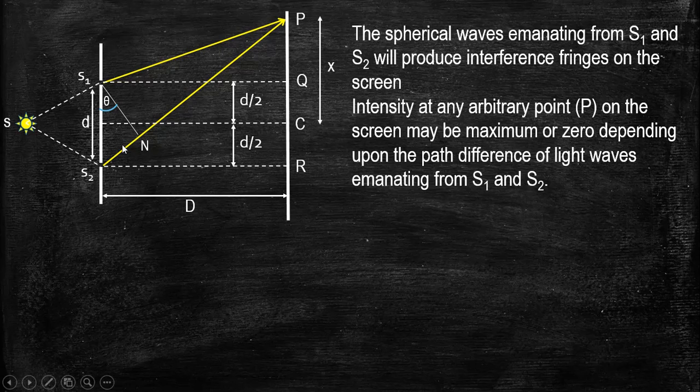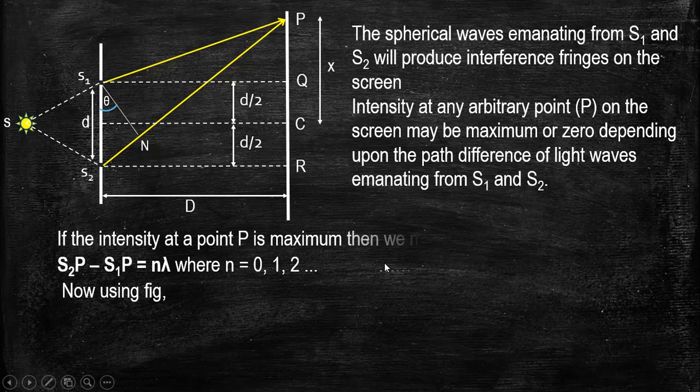If the path difference is an integral multiple of lambda, then we get maximum intensity. If it is a fractional part, then we get zero intensity. So it all depends on the path difference between S1P and S2P. To find the generalized condition for getting maximum or minimum intensity at point P, we have to find this path difference and express it in terms of this x value. So I start with the maximum intensity condition.